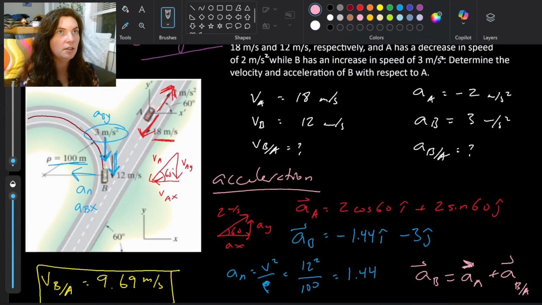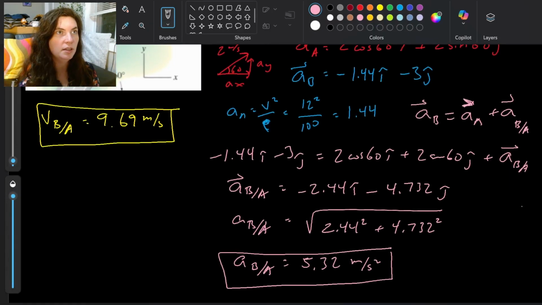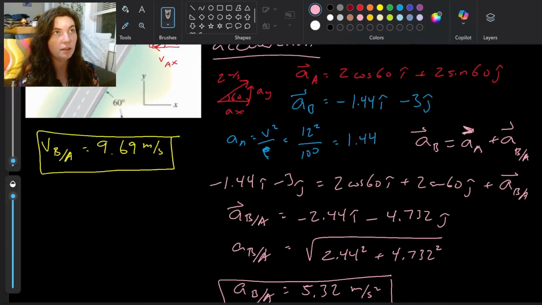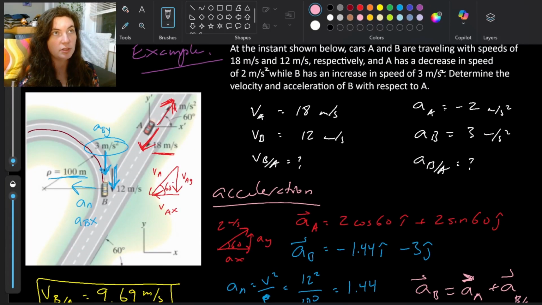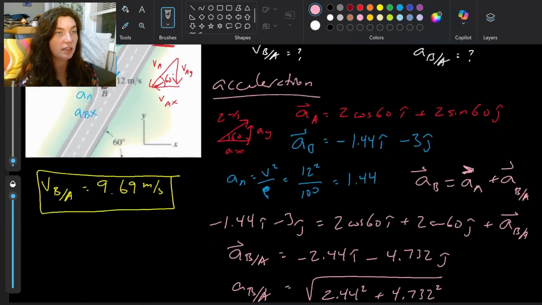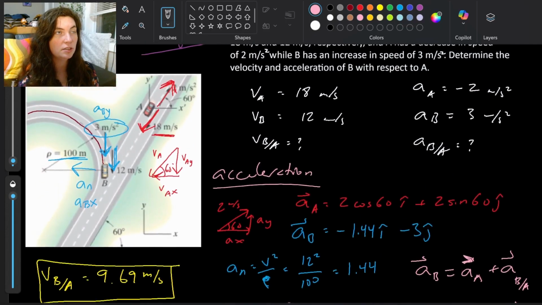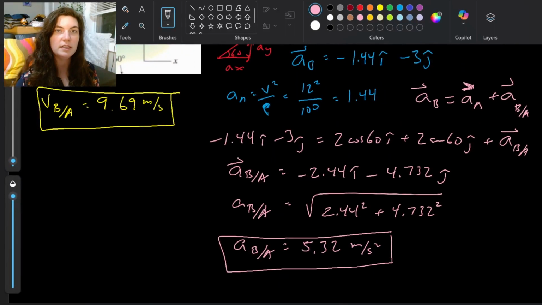Since the red car is slowing down and b is speeding up, it really looks like the yellow car is accelerating much more than it is, right? That relative motion of b with respect to a gives a significantly higher acceleration for this relative motion scenario.